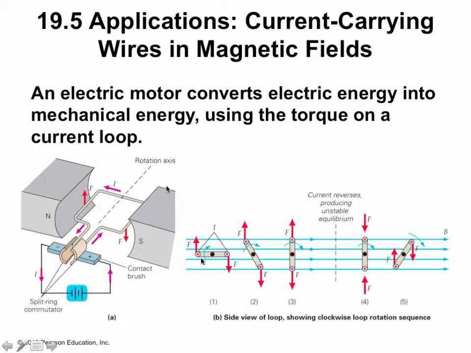So what it looks like is the force is here, it spins around this way, from there it keeps spinning, and then it'll keep on spinning. Then the forces change because the current changes. Does that make sense? Okay, so that's how an electric motor works.